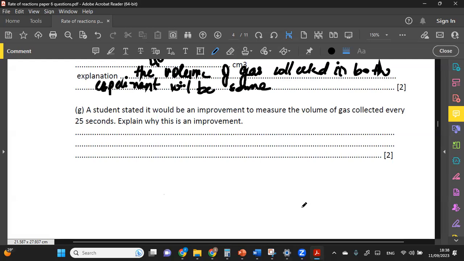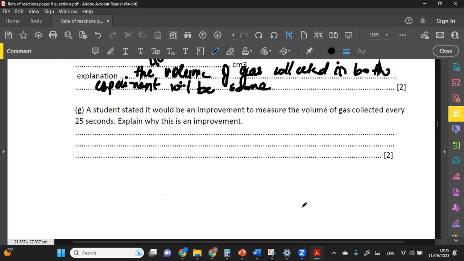But then, how does this improve our experiment? Because my experiment will happen in the same way. I am still doing it for 250 seconds. Total time is the same. I am still getting 40 centimeter cube of gas. Temperature is the same. Everything is the same. The only difference is just the seconds. Instead of noting down the reading every 50 seconds, I'm doing it every 25 seconds. Now, why is this an improvement?